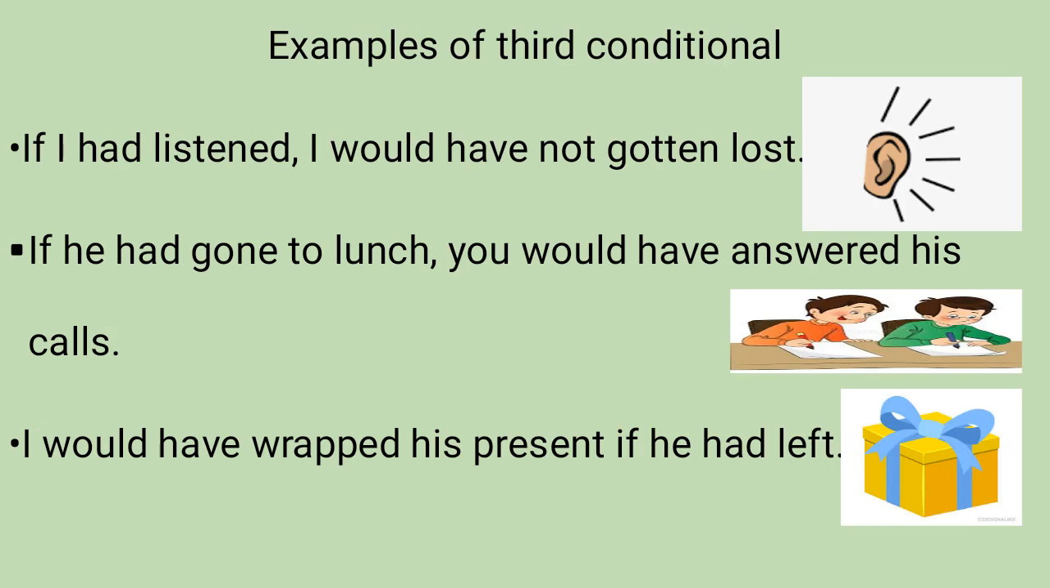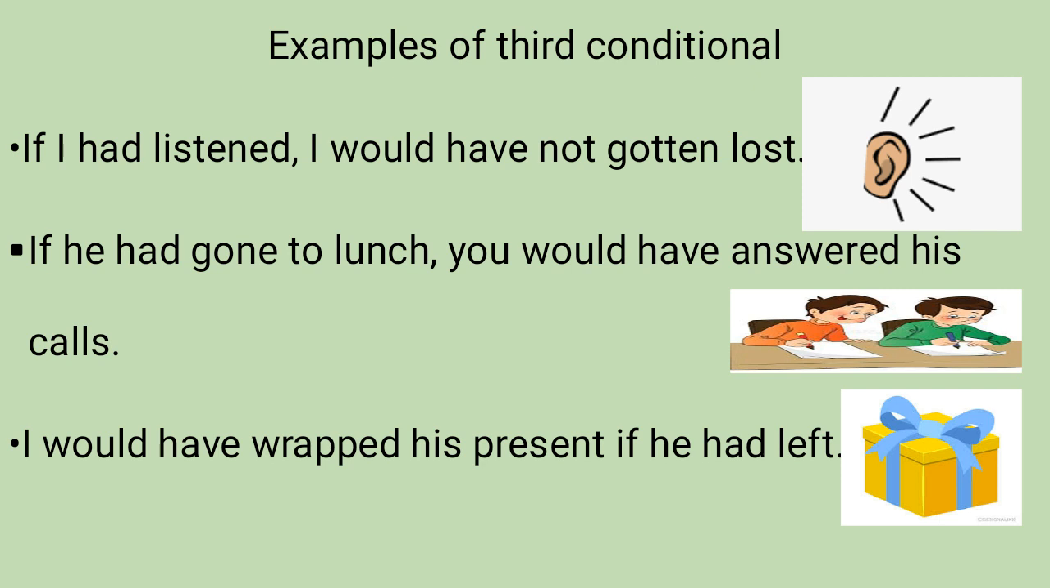Let's discuss examples. If I had finished my work, I would have gone to the trip. It is near to reality but it did not occur in the past. It could not be a part of your past. So you can notice that the first part is in past perfect and the second part is would have plus the third form of the verb. In the dependent clause we use past perfect, and in the independent clause we use would have with the third form of the verb. Are you getting me?